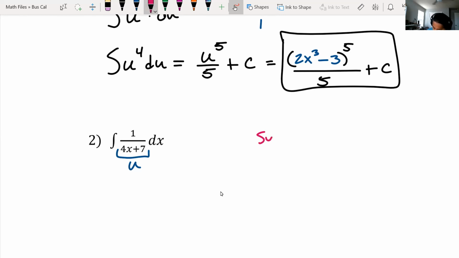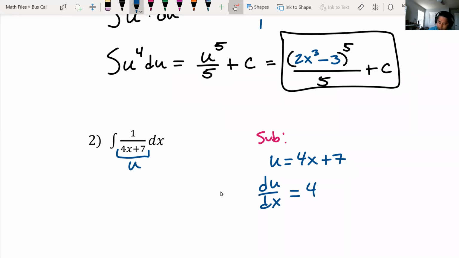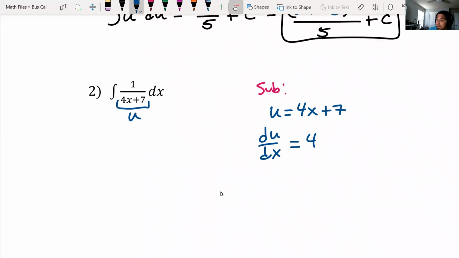So again, I'll handle it over here. u equals 4x plus 7. Take the derivative. du over dx is equal to 4. Multiply that dx to the right side, and you get du equals 4 dx. Okay, and we'll come back to that. So now, here's what our integral looks like.